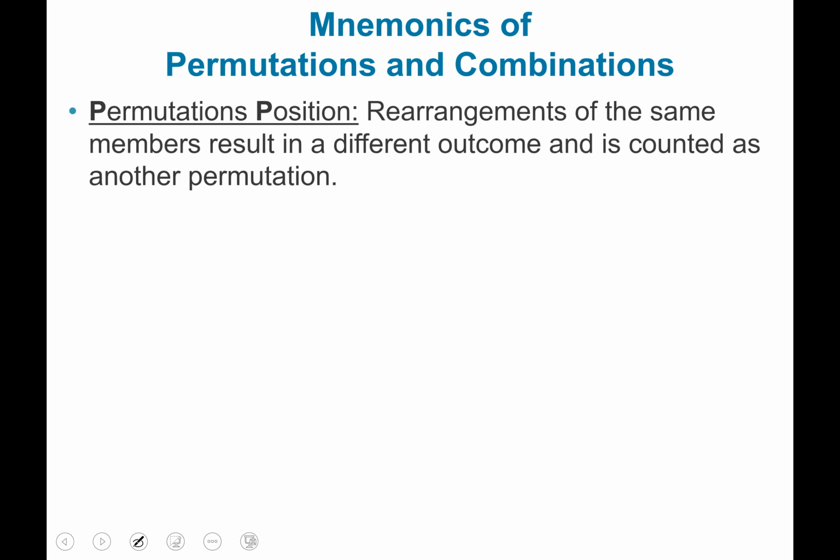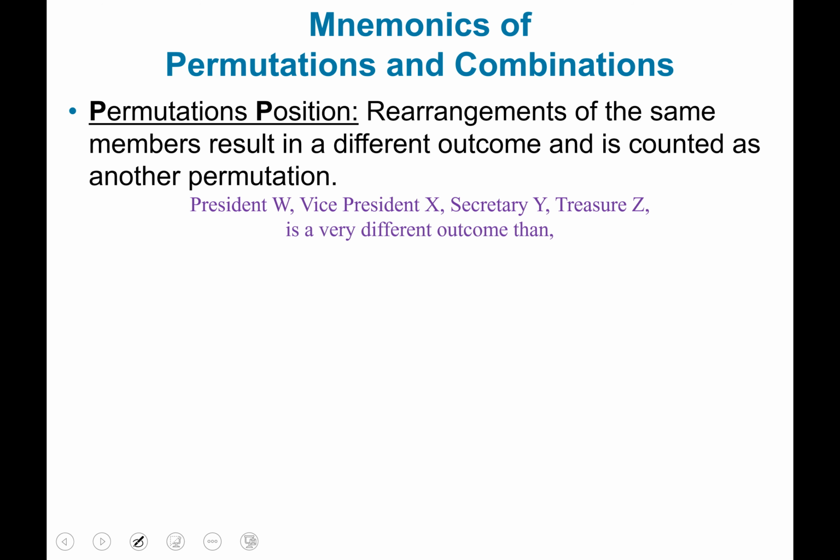Some mnemonics of permutations and combinations that have helped students and any learner: permutations, positions. They both start with the letter P. Rearrangements of the same numbers result in a different outcome and are counted as another permutation. For example, if you're talking presidents, vice presidents, secretary, treasurer, let's represent them with W, X, Y, and Z.